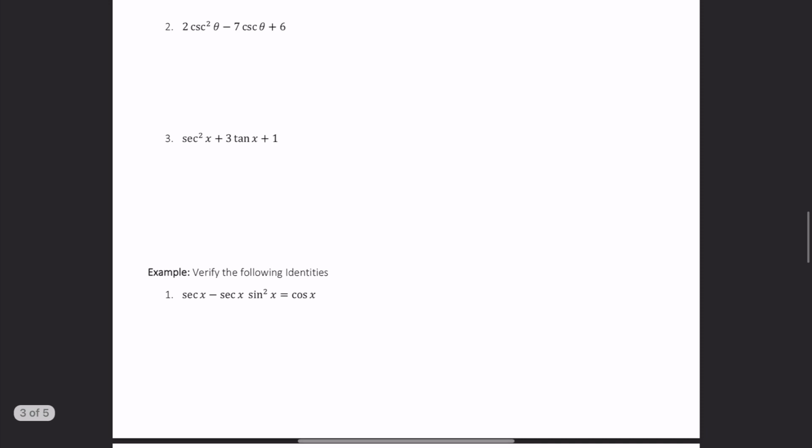For the next example, we have 2 cosecant squared theta minus 7 cosecant theta plus 6. So, like I said, you can either solve this with the cosecants there, or some prefer to replace cosecant with an x. Okay, so we can let x equal cosecant. So we will have 2x squared minus 7x plus 6. And this is just a quick quadratic expression that you can easily simplify by factoring.